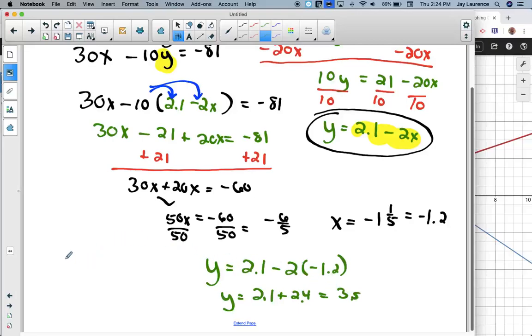So that means the solution to this system is negative 1 2/10, 3 5/10. And there you go.